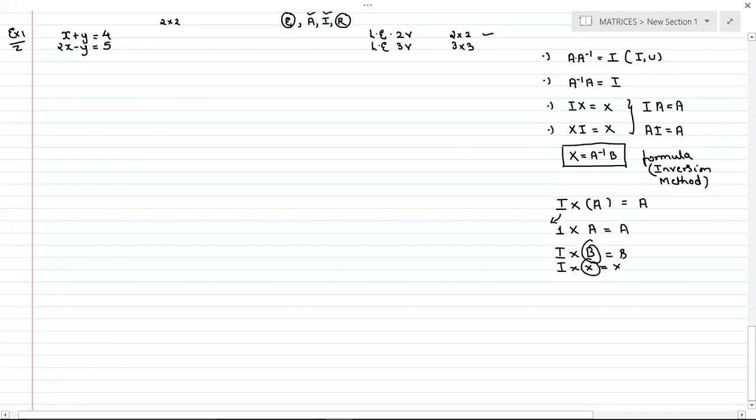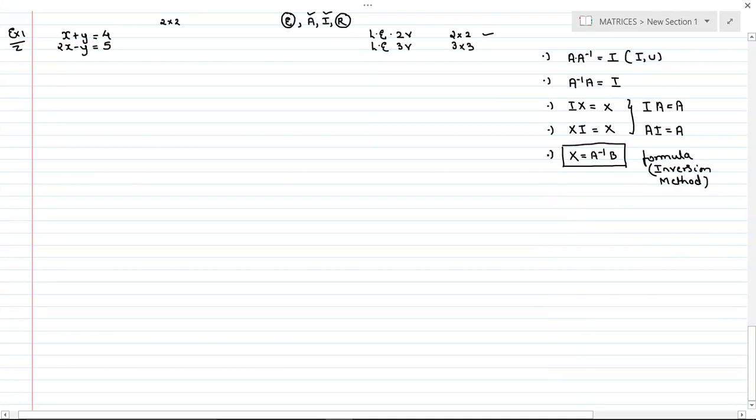And the fourth formula: whether you write X first or I first, it doesn't matter. Like if I say 1 into A or A into 1, still the answer will be A. So it doesn't matter if you write one first or one afterwards. Okay, so that was formula number three and four. So the first one is A A inverse equals I. The second one is A inverse A equals I. The third one is, whenever you multiply I with any term, you will get that term. Okay, remember this.